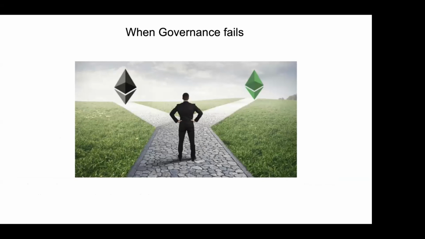If governance fails, what you get is usually a hard fork, so the network will split, as happened with Ethereum and Ethereum Classic. There was a change to the network to cope with the DAO attack, and then some people agreed with that, some people didn't. The people that didn't agree formed their own network called Ethereum Classic, and these networks diverged.